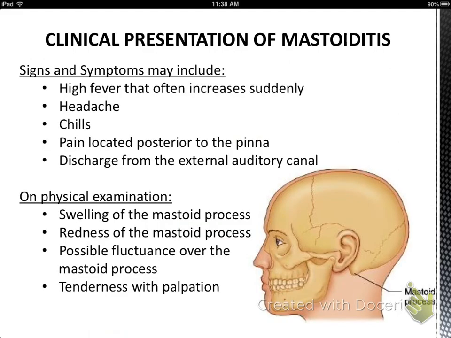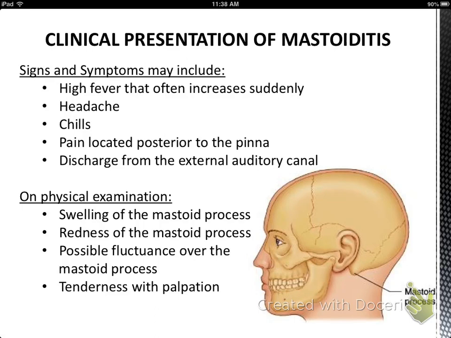The patients with mastoiditis will present with a constellation of classic signs and symptoms. Usually they will have a high fever, which often will increase suddenly. They will often complain of a headache, chills, pain located posterior to the pinna, and they may even experience discharge from the external auditory canal of the affected side.